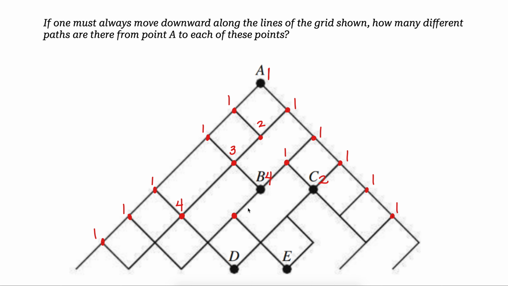This point right here, coming down and to the left from the B, there's only one path leading to it, so it's just that 4 again. And then moving over, this path downward and to the left from C, again there's only one line leading to it, so there's going to be a 2 here.